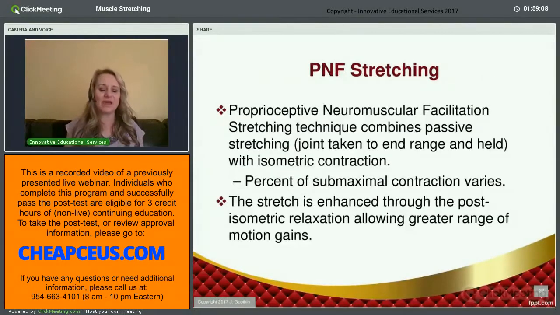And finally, we have our PNF stretching. Our PNF stretching is going to incorporate the use of a submaximal contraction. So a joint is taken to its end range of motion. There's a muscle contraction at that end range, and then we progress into our new range of motion. The idea with PNF stretching is that that submaximal contraction is going to allow for greater relaxation and stretch, so more range of motion gains after having that isometric contraction being engaged.